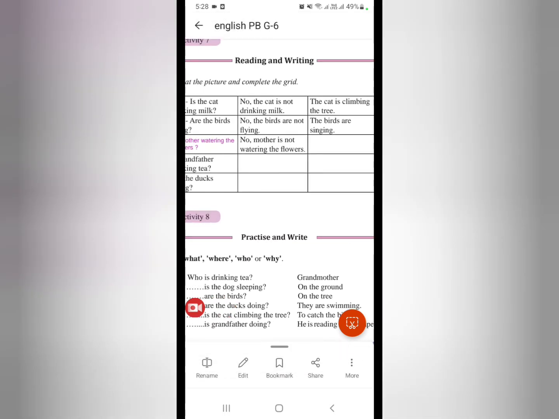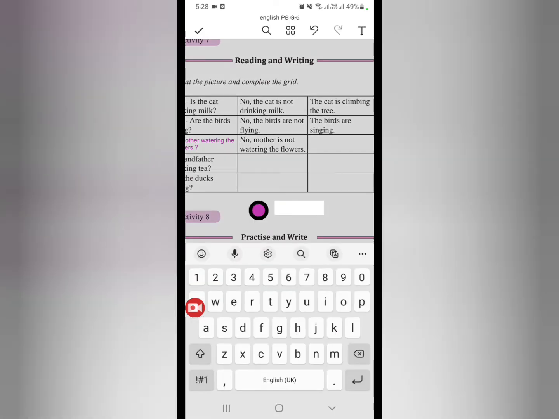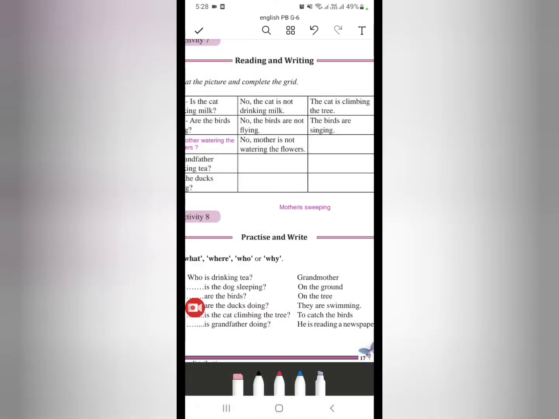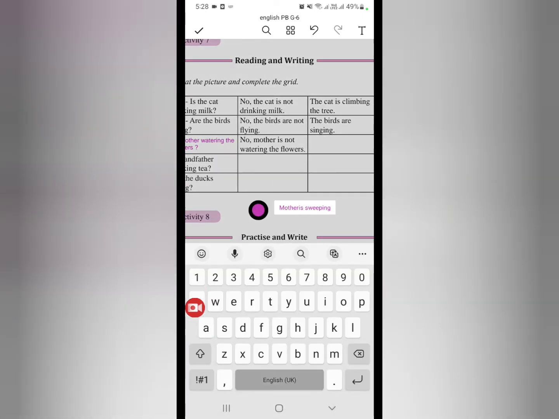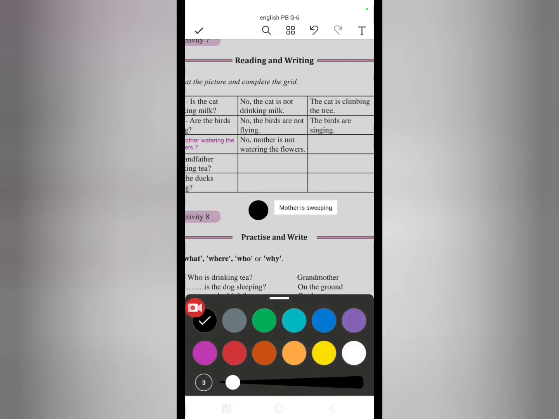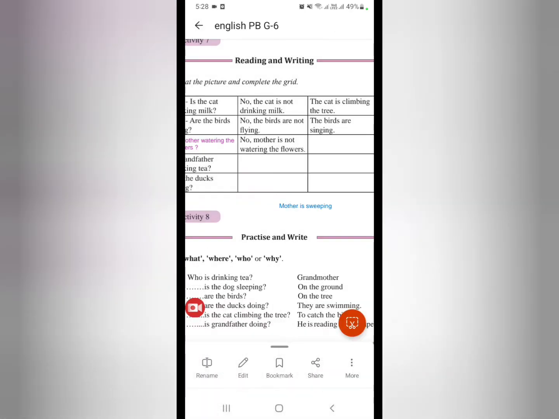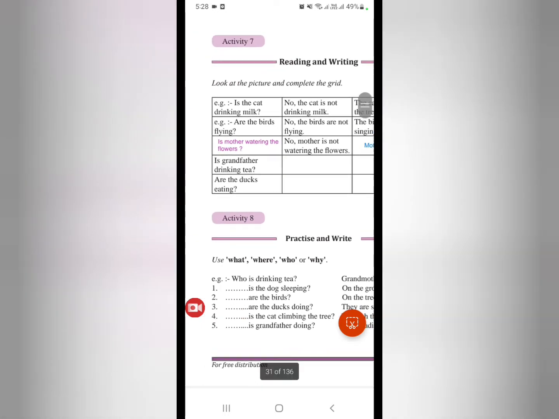Okay, mother is sweeping. Mother is sweeping. Okay, now we'll go to the next one. Now they have given the question and we should answer it, and we should write the exact one which is in the picture. Now we'll read the question.